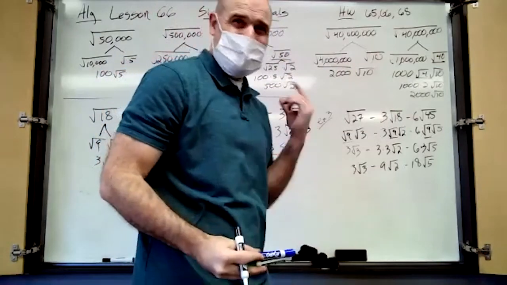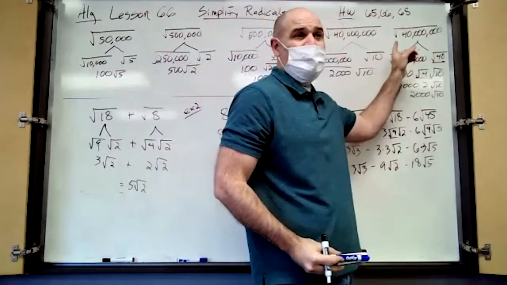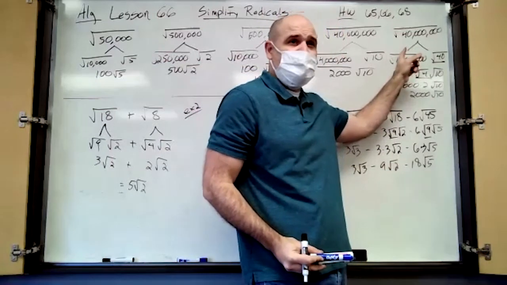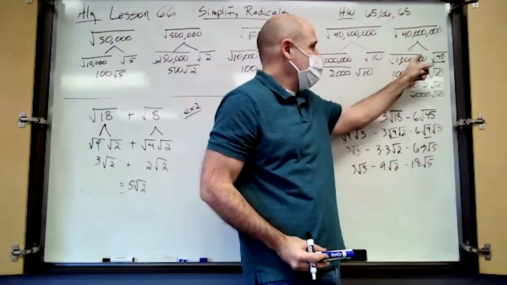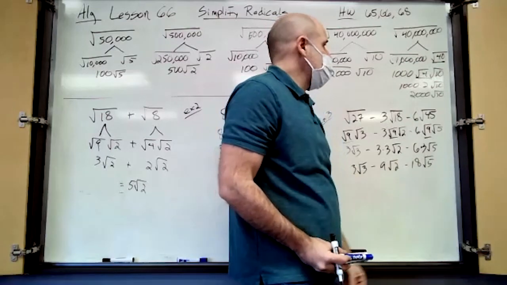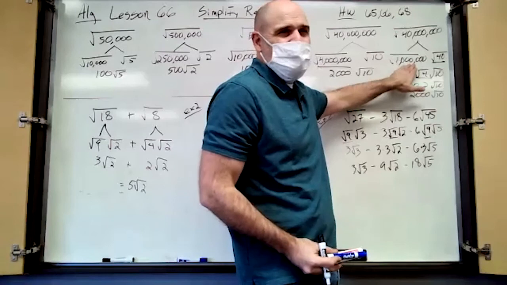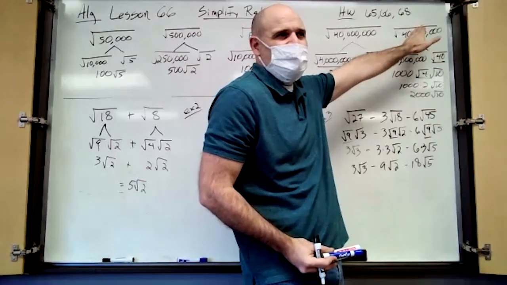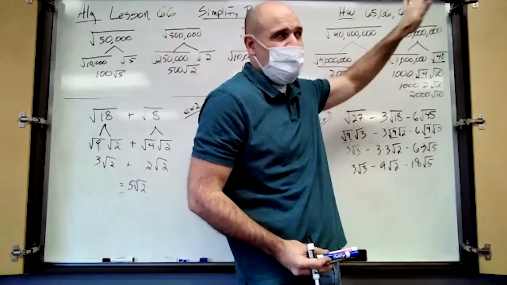But the first step has to be finding a perfect square. If you don't find the biggest perfect square, it's not the end of the world. It's just going to add another step. Okay? So see how the easiest perfect squares to spot are the powers of 10. All right, the even powers of 10.